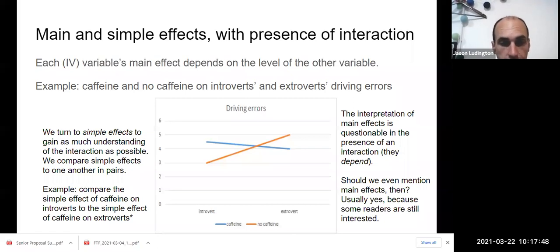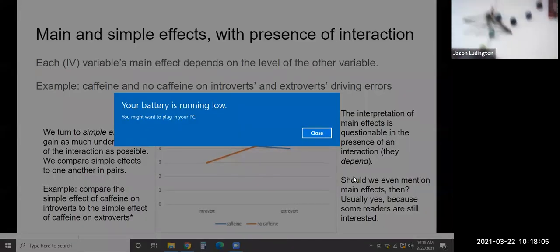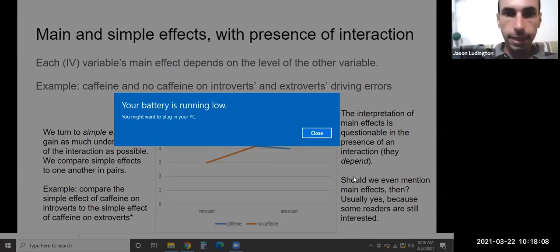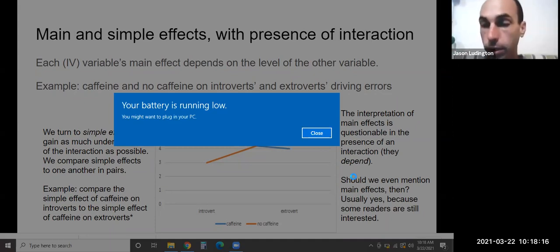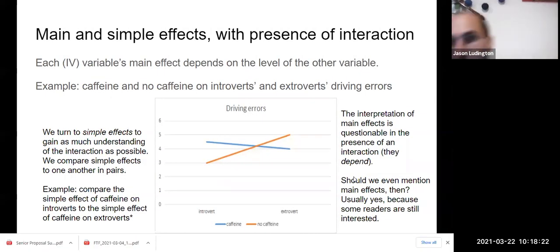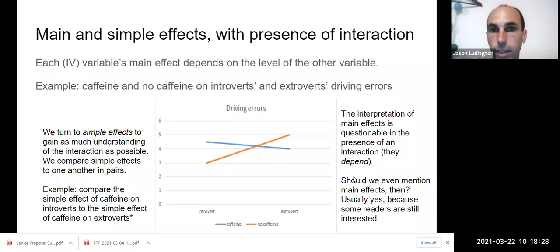Technically, there's two main effects. This is a little complicated. There's a main effect of extroversion. What that means is extroverts make more driving errors. So if extroverts make more driving errors, that's a main effect of extroversion / introversion.